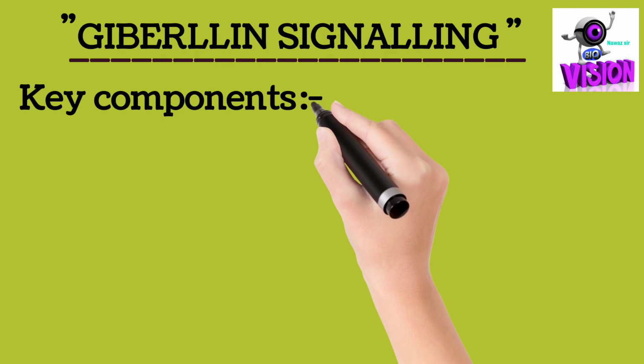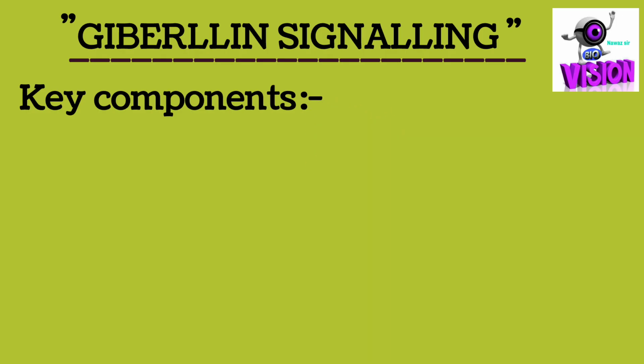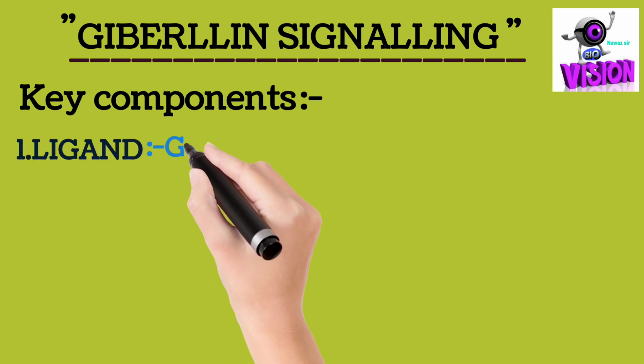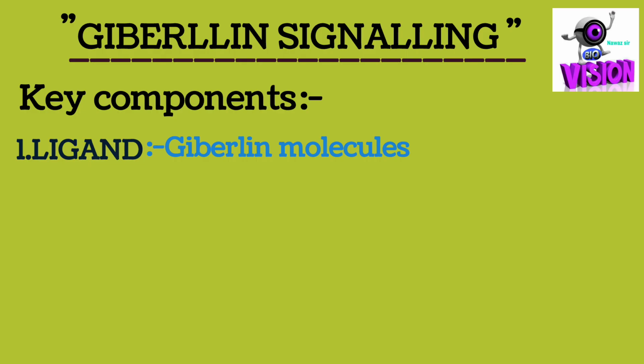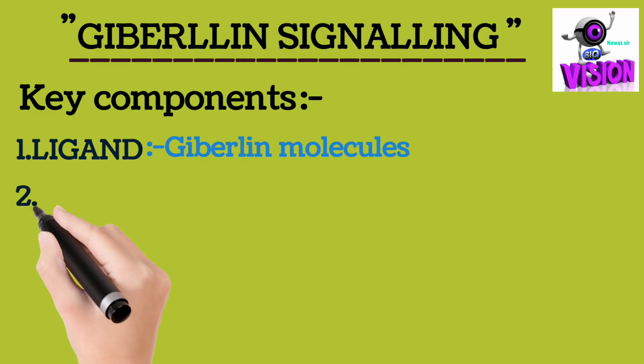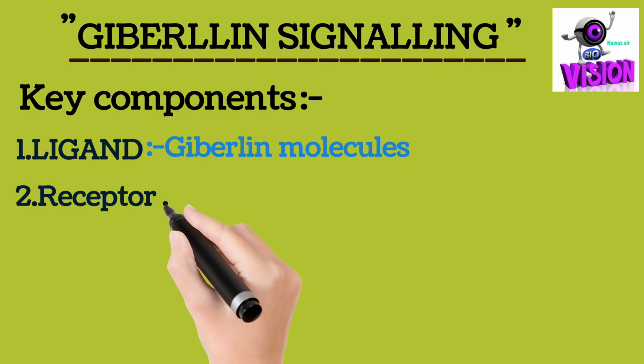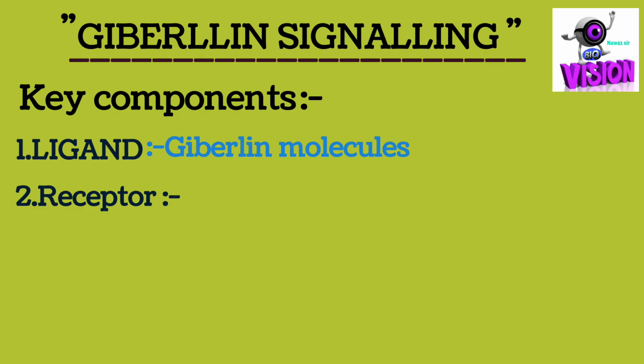The first and foremost point to understand here is the ligand. Now what is the ligand? It is the gibberellin molecule, which acts as a signaling molecule. Now what is a receptor? A receptor is a special type of protein used in the whole pathway. The receptor has a special ability: it binds with the ligand.